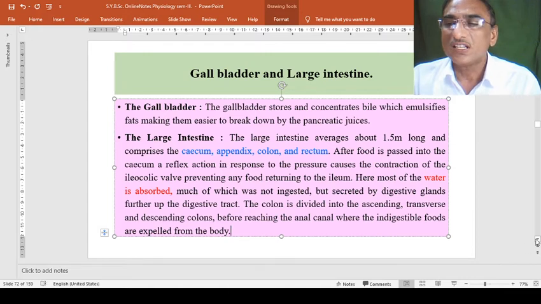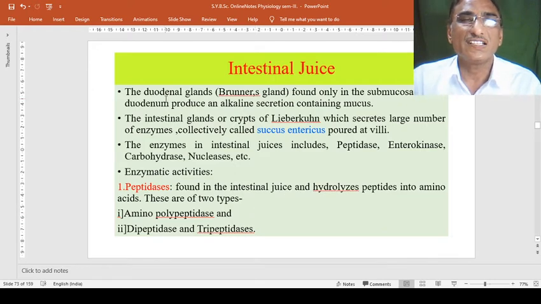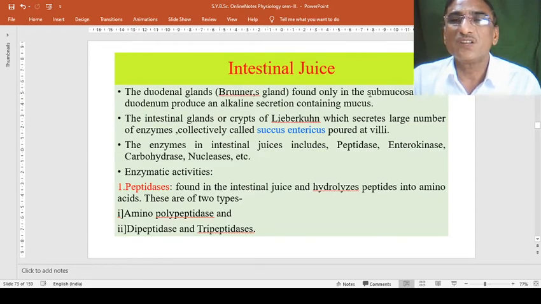But one more thing to be known is about the intestinal juices which are secreted by the duodenal glands. These are the unicellular glands located in the intestinal wall. These are Brunner's glands, which are found in the submucosa of the duodenum and produce an alkaline secretion containing mostly mucus, which helps to digest the food materials.